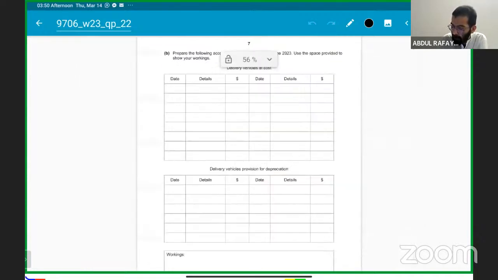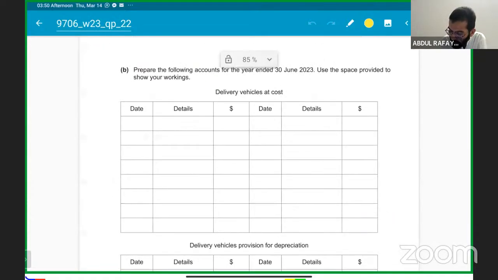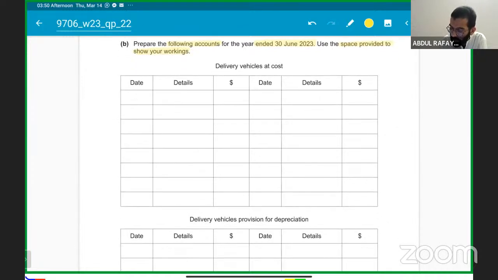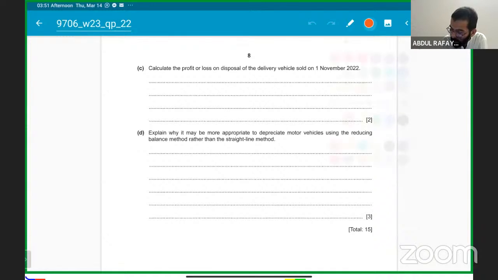Next, if we look at the question requirements, we have to prepare the following accounts. We have to make the T accounts for the year ended 30th June 2023. Use the space provided to show your workings. We have to make the delivery vehicles at cost account and the delivery vehicles provision for depreciation account. Then we have to find the profit or loss on the disposal of the delivery vehicle. And then for 3 marks, we have a theory part to explain, so we'll do that as well.